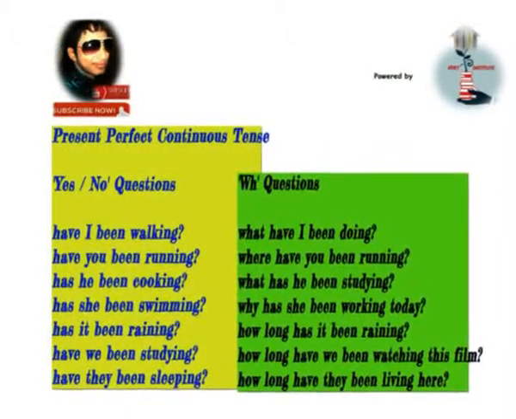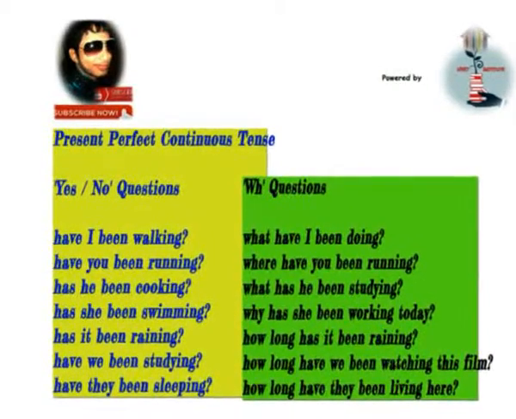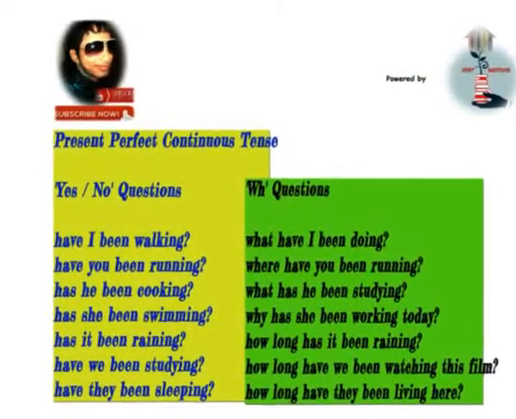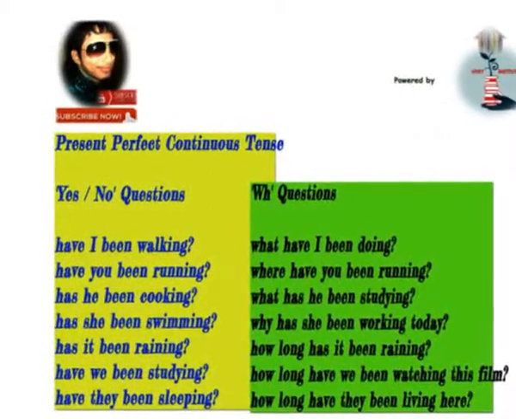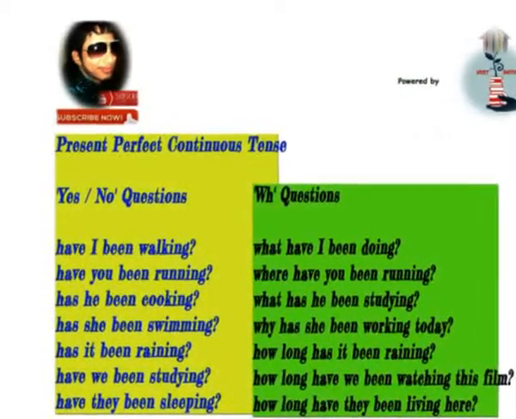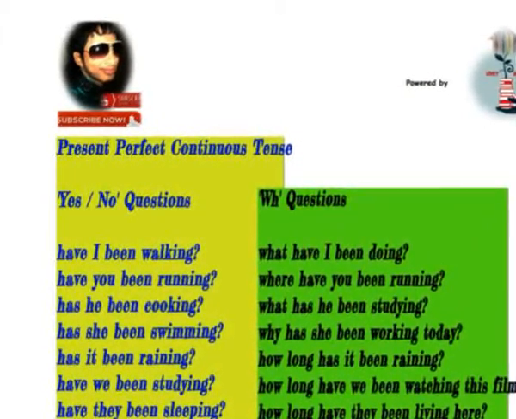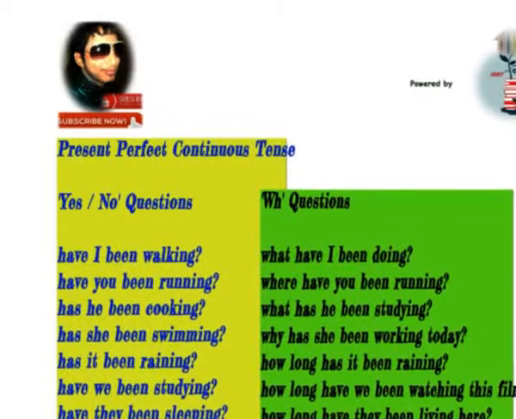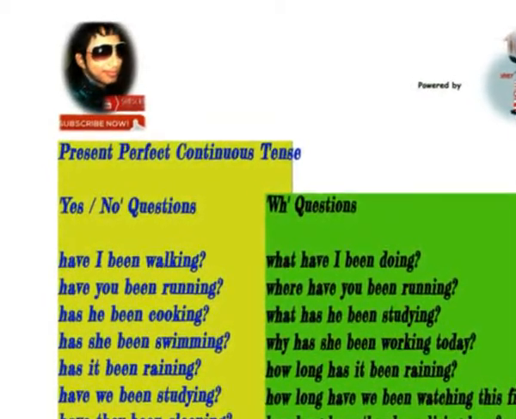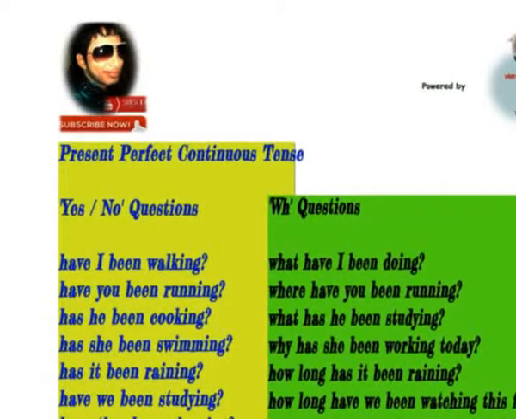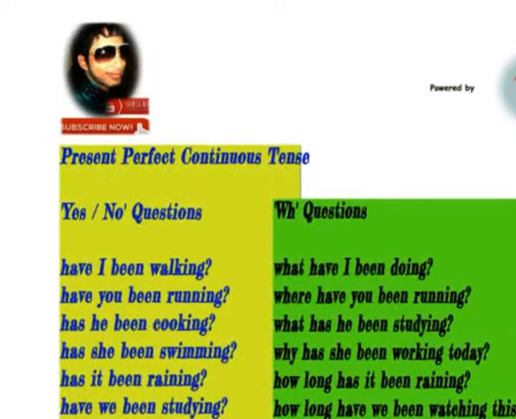How can you make it a WH question? Same, you have to put a WH word before your be verb. Have I missed the bus? Where have I left my umbrella? So you just put a WH word before your have. So, I have missed the bus. Where have I missed the bus? You have to put your WH word before your be verb and then it automatically becomes a WH question.